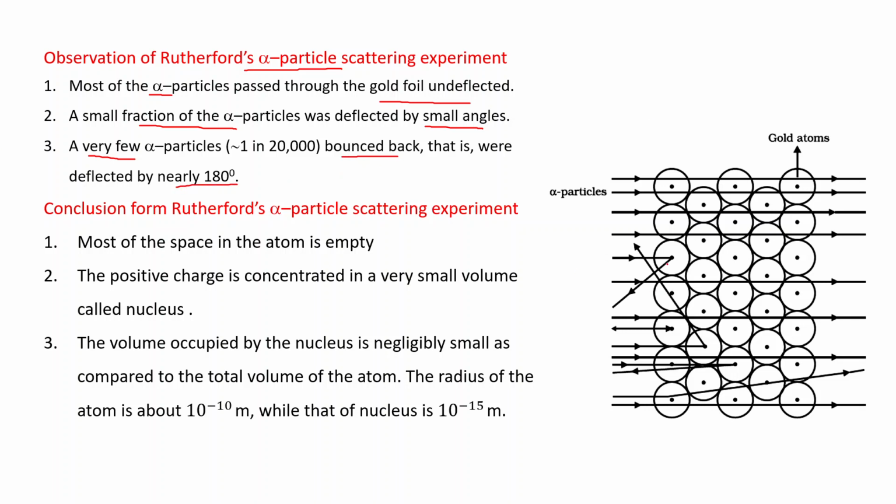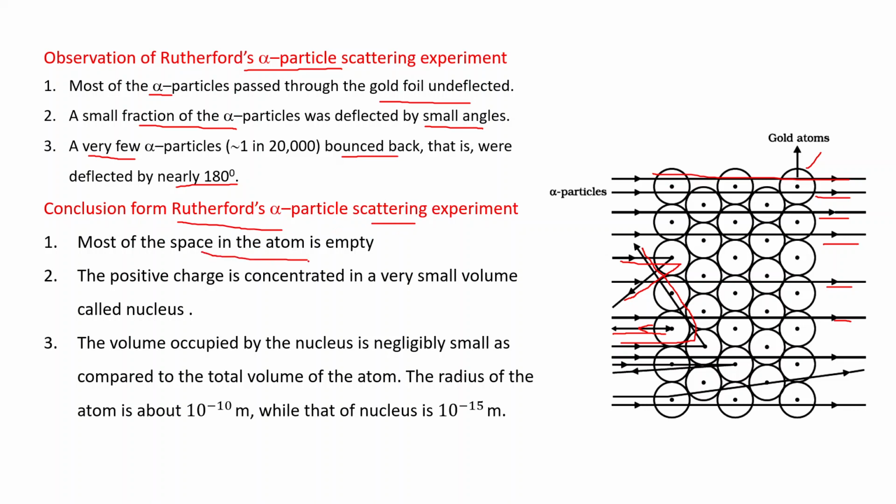You can see again this is one sheet of gold foil. Okay, these gold atoms are represented. You can see these are the straight lines, most are the straight lines. They are passing through the gold foil. Okay, and you can say this is deflected by small angle, and you can also see this one. This is also deflected. Okay, but you can say that is this one. Okay, this is going in this direction, again come back. This is bounced back. Okay, now what are the conclusions from this Rutherford's alpha particle scattering experiment?